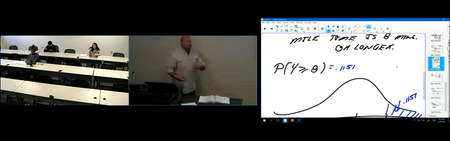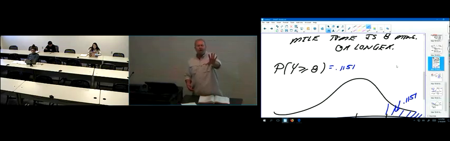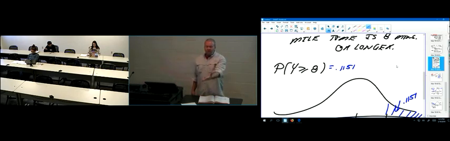The closer I get to 0, the less likely it is. The closer I get to 1, the more likely it is. If I'm looking at 0.0668 versus 0.1151, the 0.1151 is more likely to happen than the 0.0668, right? So it's more likely that you chose somebody that ran 8 or longer than you chose someone that ran less than 6. I know it's got nothing to do. Nobody asked me that in that problem.